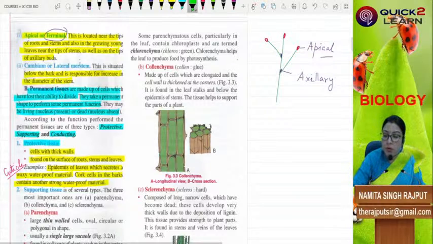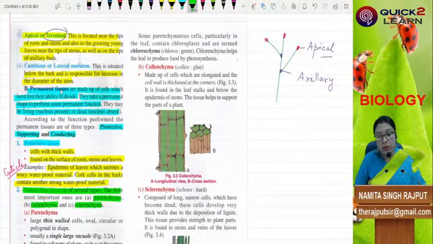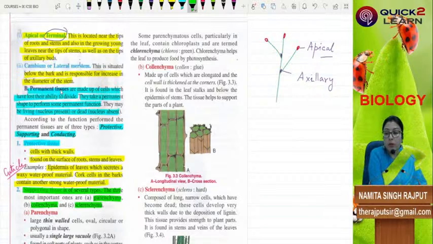Then number 2 is your supporting tissue. Supporting tissues are basically of three types. There are many, but the ones we are going to study in your syllabus are of three types: parenchyma, collenchyma and sclerenchyma. These are the three types of supportive tissues which you are going to study in your 9th class.